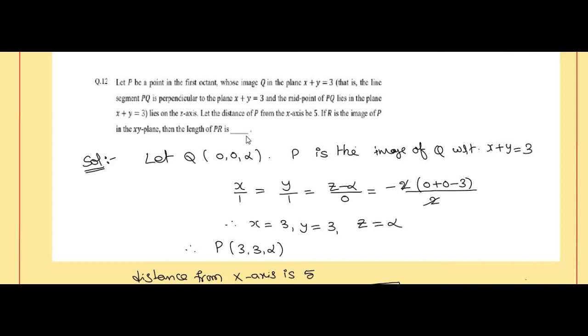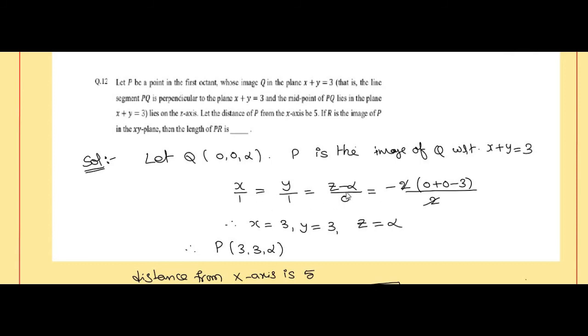If you observe the question clearly, the easiest way is this: Q is a point on the z-axis, that means 0, 0, alpha. So P is the image of Q, or Q is the image of P. Vice versa you can apply. Instead of taking Q as the image of P, let us take P as the image of Q. Then our calculation will be easier. P is the image of Q. I will find P.